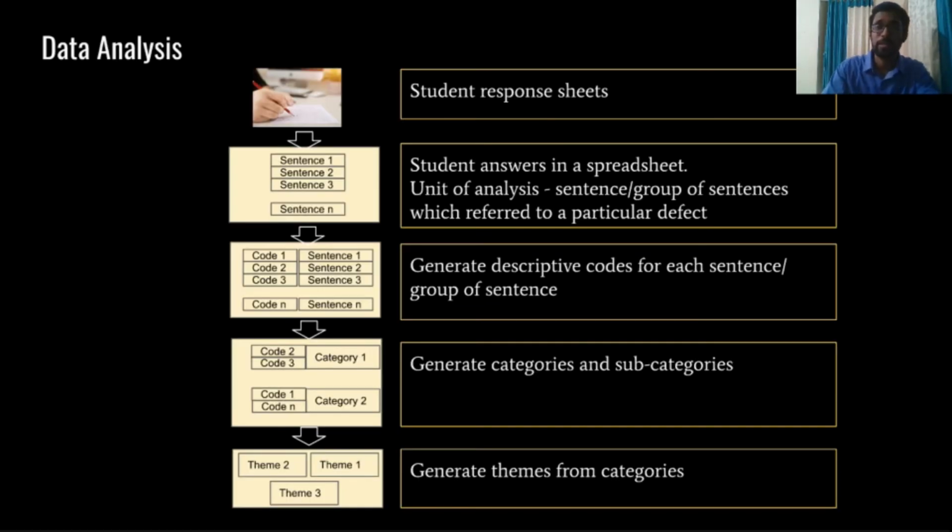So in the data analysis, we typed each of the student responses into a spreadsheet. The unit of analysis was a sentence or a group of sentences which referred to a particular defect. We then generated descriptive codes for each of these responses. The objective of descriptive coding is to avoid any bias or preconceived notions but stay close to the data. Then for each of these codes we generated categories and subcategories, and finally we generated broad themes from these categories.